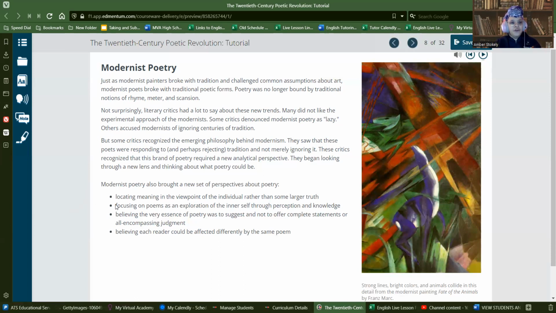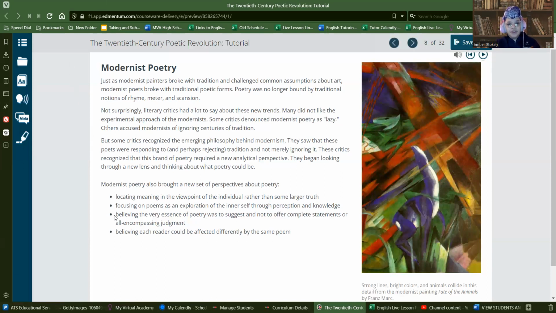The second one, focusing on poems as an exploration of the inner self through perception and knowledge. So this one is just using poems as reflection. And there have been reflective poems before, but this is kind of a little more in a raw way. Like you get to see the poet's discussion with themselves while they're trying to sort things out, in the hope that someone can see that, identify with it, and maybe find some of themselves in the other person as well.